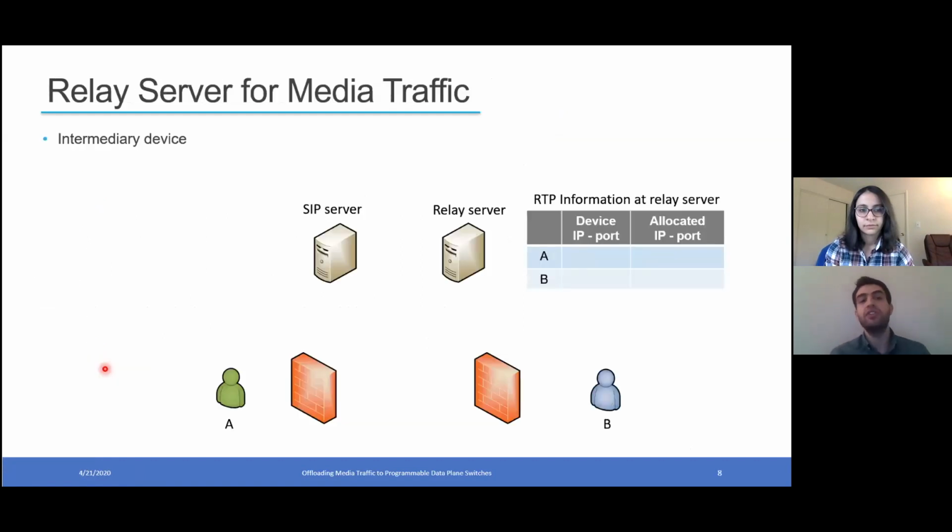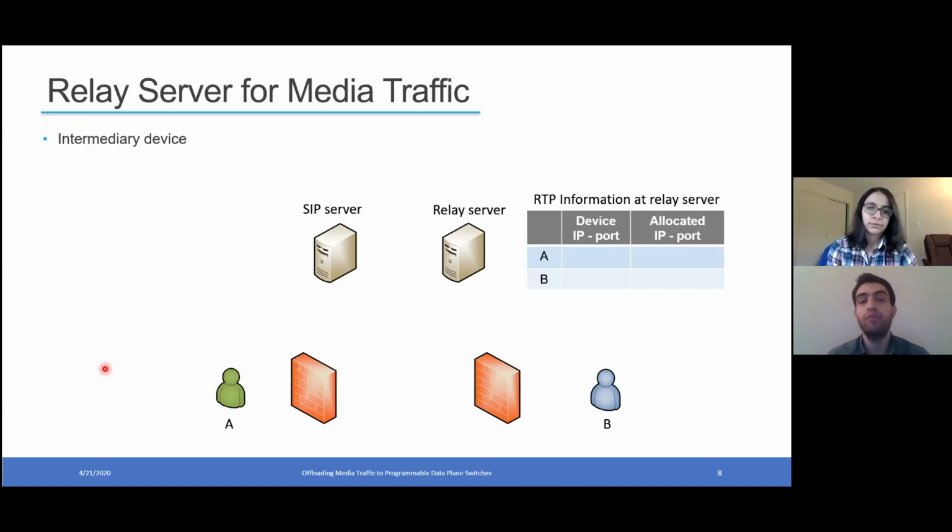So how's the mechanism of a relay server? How does a relay server work? If we look at this scenario, we have two end users, A and B. And we have a SIP server and a relay server. The relay server is just an intermediary device that will be used to relay traffic. And we know the SIP server will be responsible for the signaling part. User A and user B are behind NATs.